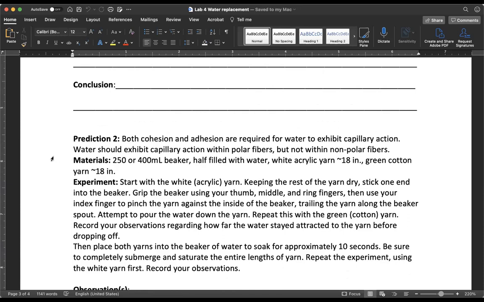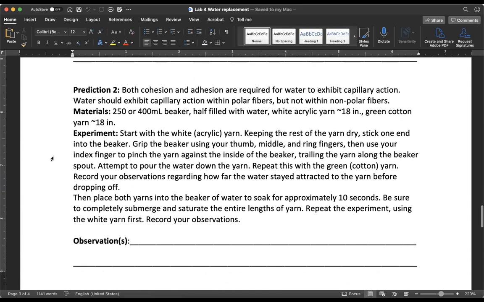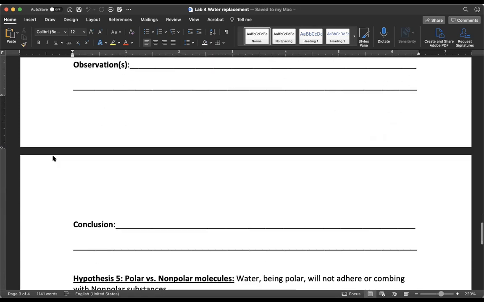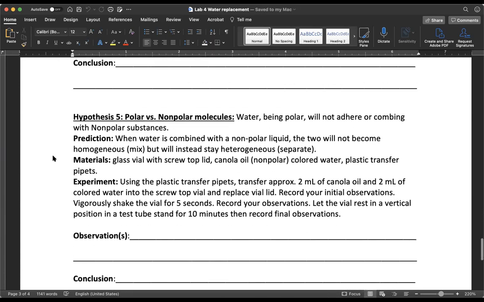Likewise, the acrylic yarn, or pouring the water down the yarn, showed both. When we saturated the yarn, that was adhesion, the water sticking to the fibers of the yarn, and then we showed cohesion by being able to pour water down the yarn, the water being poured cohering to the water that was already adhered to the fibers of the yarn.